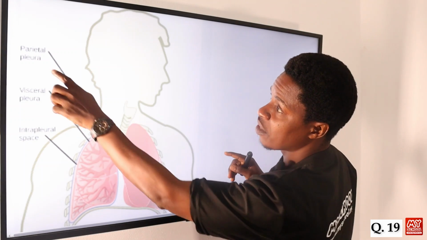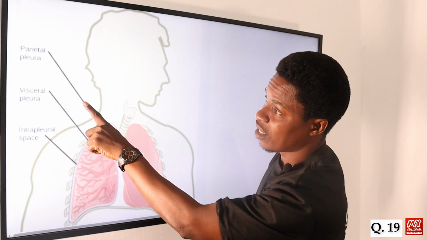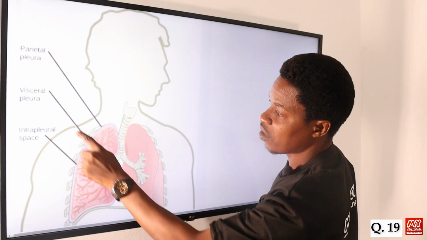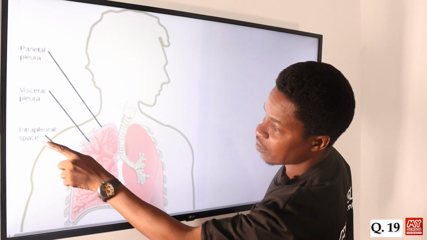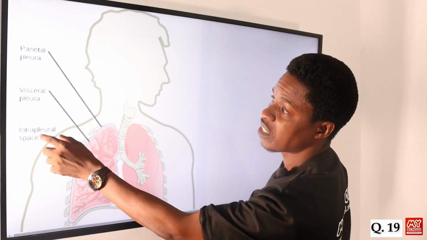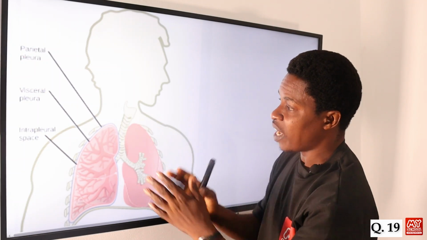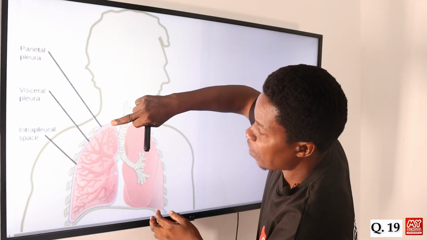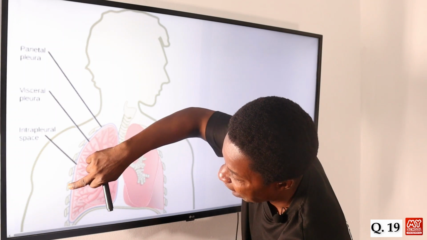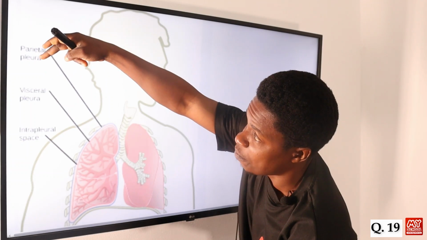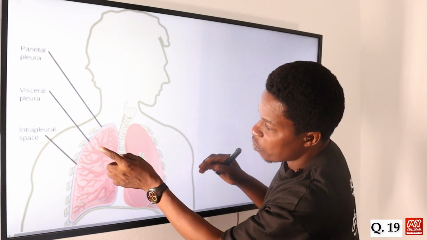Usually we have the parietal pleura, that's the pleural membrane. We have the visceral pleura, that is the inner part. Then we have the interpleural space, which is between the visceral and the parietal pleura. The airtight part of the lung is the parietal pleura, the pleural membrane, and it forms what we call the cavity.